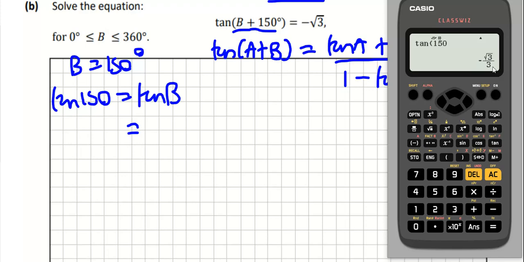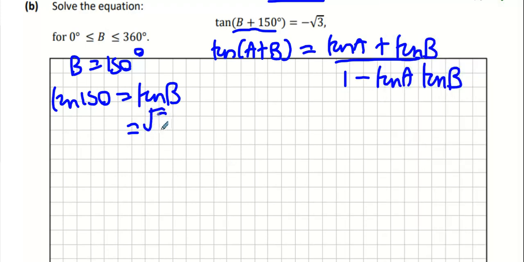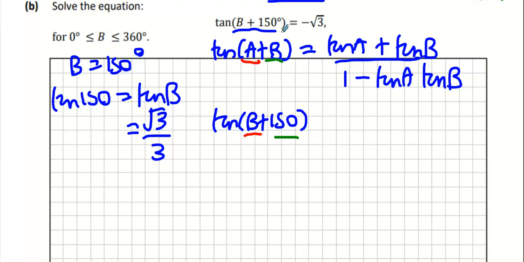That's minus root 3 over 3. We can just keep it as that. At the end of the day, we would probably end up using the calculator. So this is tan (B + 150). Anywhere I see A, I'm replacing it with B, and anywhere I see B, I'm replacing it with 150.